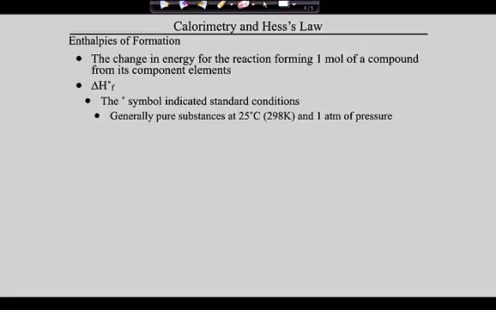So where do we get these values? Well, grab your books. Open up, guys, to page 184.